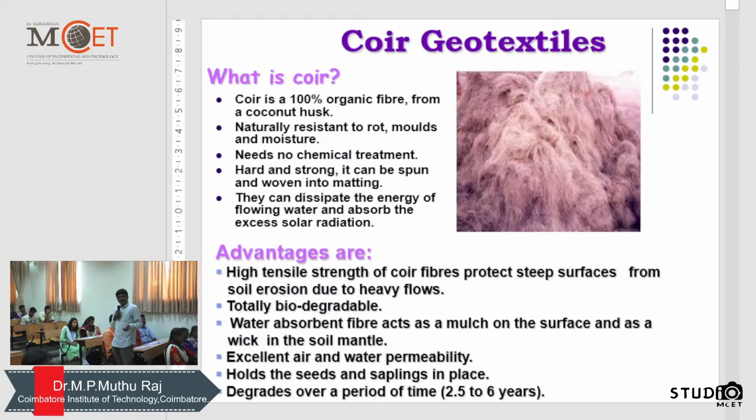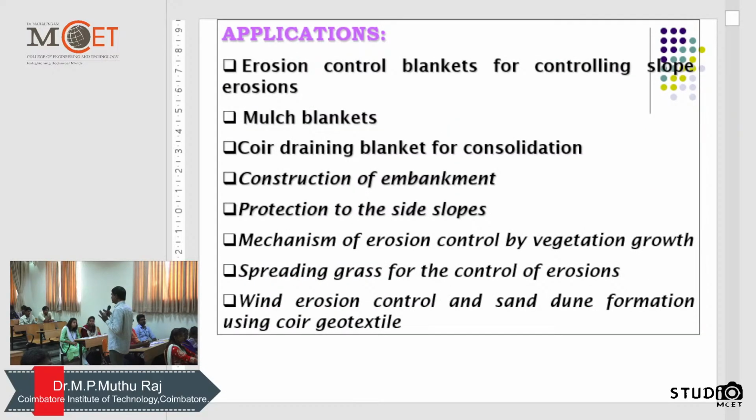So the coir geotextiles, you can see that it is natural. That is organic material. Natural material can be used or molded, and no chemical treatment is required. So that is the advantage here. You can see that it is excellent and more durable against water. Then normally it will last for 1 to 5 or 6 years.